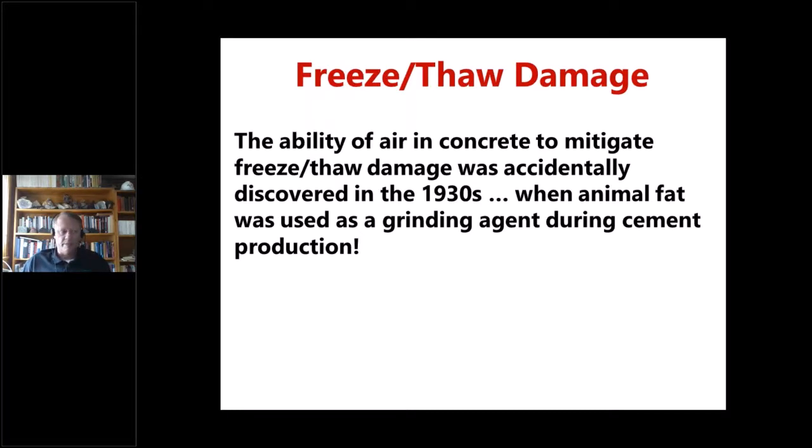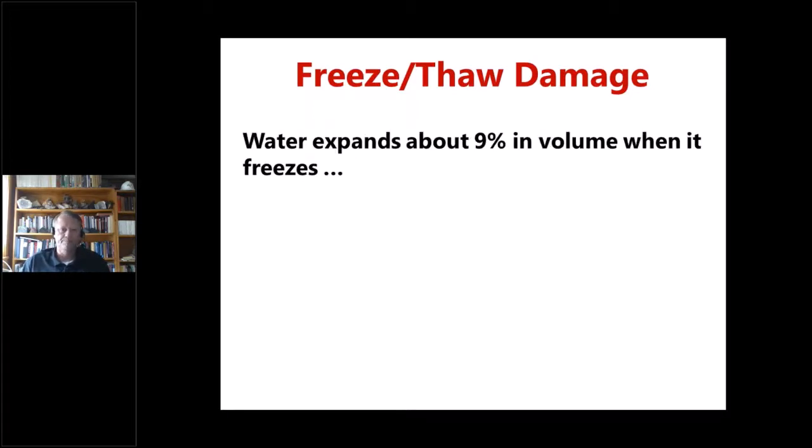It's also important to understand that the ability of concrete to mitigate freeze-thaw damage due to the air content was an accident. It was an accidental discovery that took place back in the 1930s. Animal fat was used as a grinding agent during some cement production, and it was realized that the use of that animal fat produced air bubbles in the paste, and exterior concrete made from this air-rich concrete resisted freeze-thaw cycles better than concrete that didn't have it in it. So it was an accidental discovery, but it was key to the whole thing.